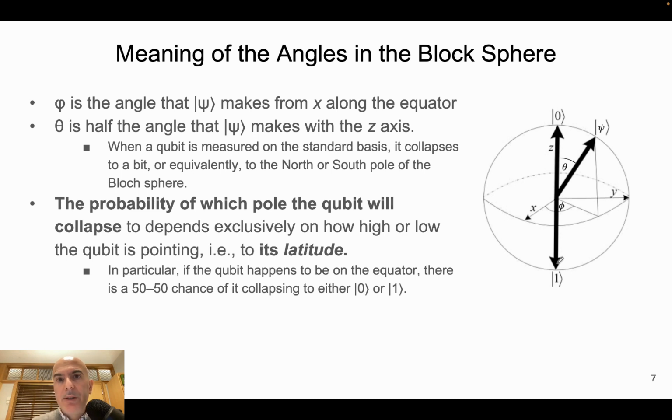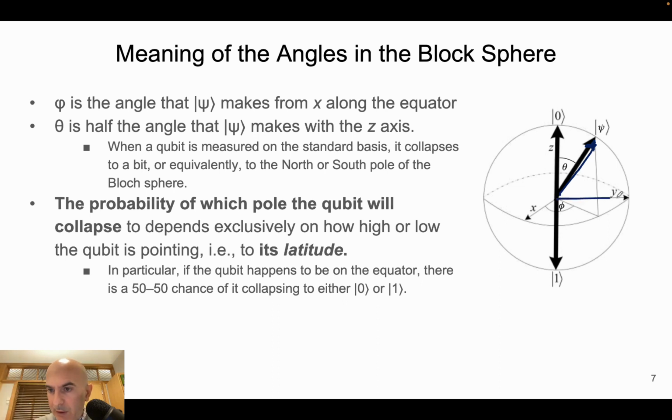An interesting point is that the probability of which pole the qubit will collapse to, so when we do the measurement, it will collapse either to 0 or to 1, depends exclusively on how high or low the qubit is pointing. That is the latitude. So for instance, you see here that we have this psi, and how close it is to the state will basically determine how likely it is to measure this state in the state 0 or 1.